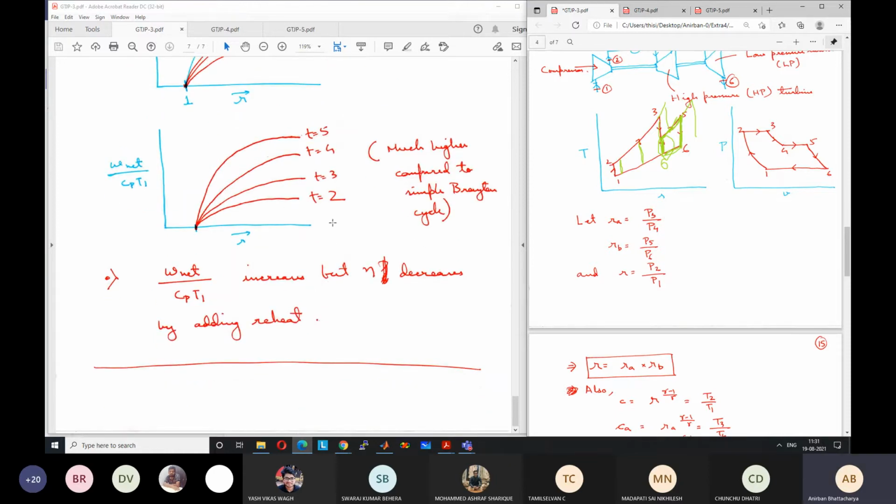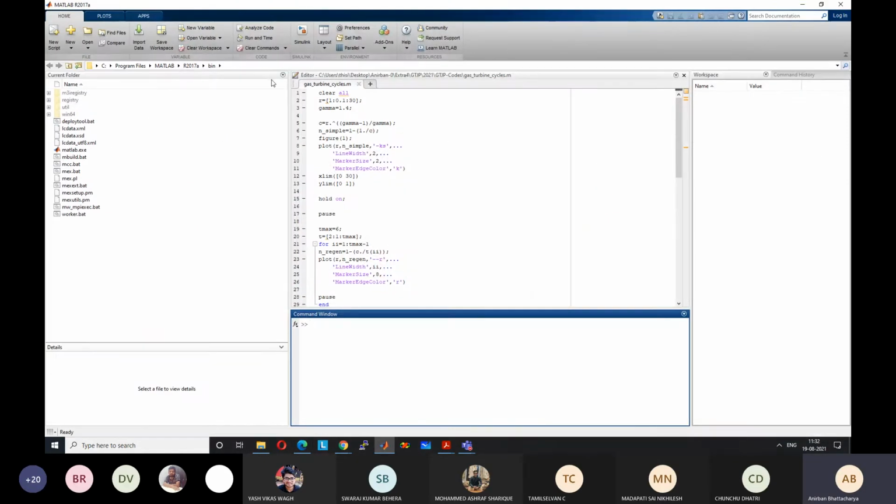What about the work output? Work output diagrams look similar to the work output diagrams that we had drawn for the simple Brayton cycle. They increase with R and then start decreasing, and they increase with T also, but the values are much higher as compared to the simple Brayton cycle. The T equal to 2 line looks like this, T equal to 3 line looks like this, but these lines are much higher. So the work output increases, but the efficiency decreases by adding reheat, and we can see that here by plotting them.